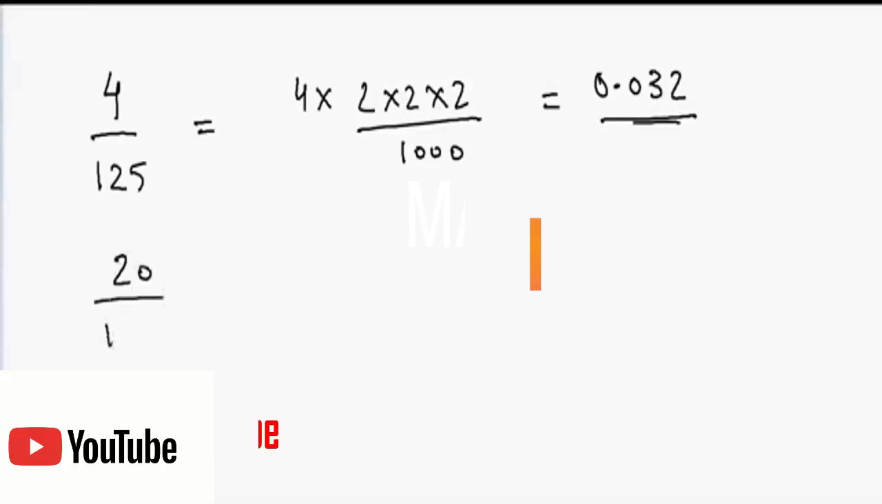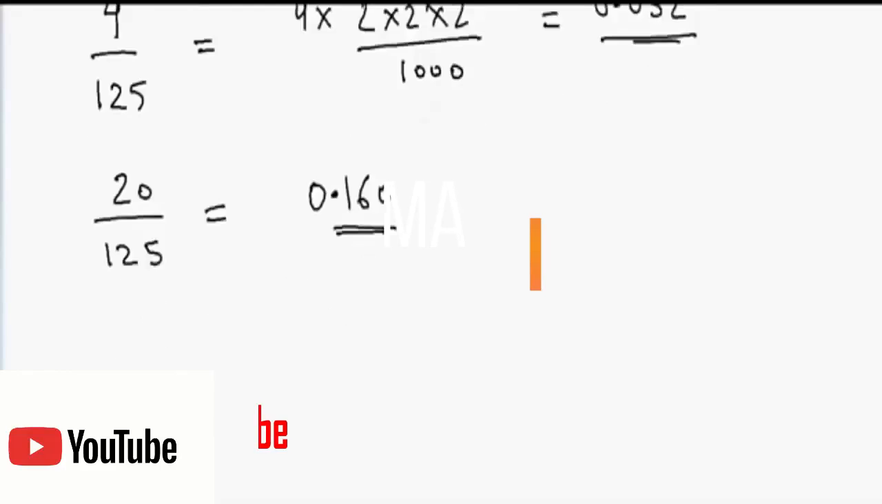Again, if I have 20 and want to divide by 125, so 2 into 8 is 16. So add 16 here, and then I have one more 0 here, but then I can do this. So this will be my answer.